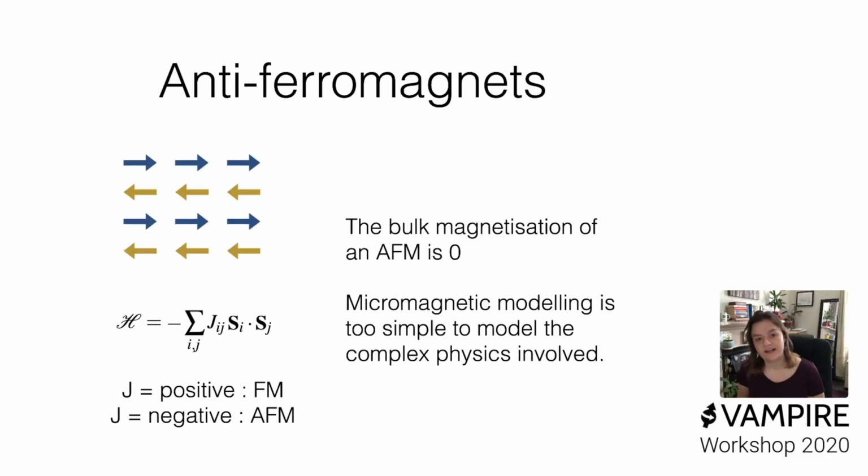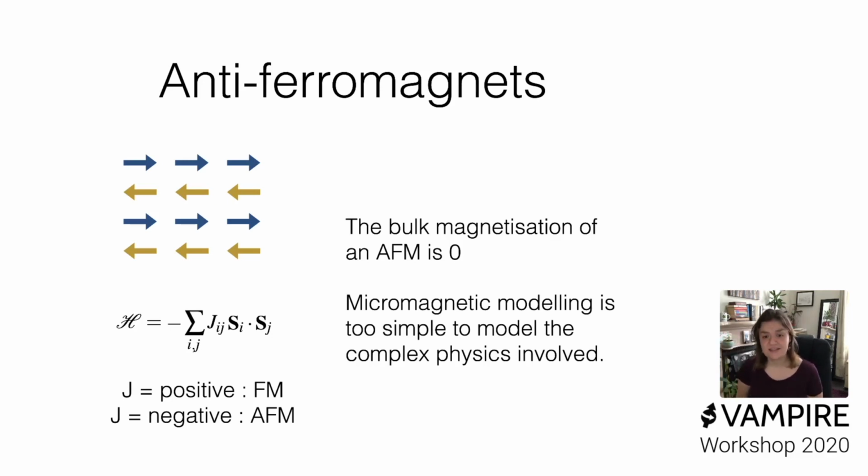So, anti-ferromagnets. I'm sure that we all know what an anti-ferromagnet is. They have a bulk magnetisation of 0, and this is because they're comprised of 2 or more sublattices, each of which are anti-ferromagnetically coupled to each other. So this means that the exchange constant, as you can see in the spin Hamiltonian on this slide here, is negative. So the minimum energy configuration occurs when the spins line up 180 degrees apart.